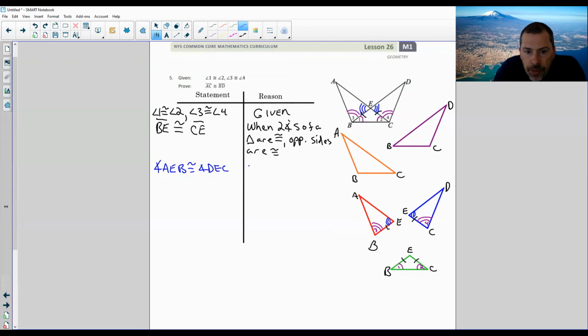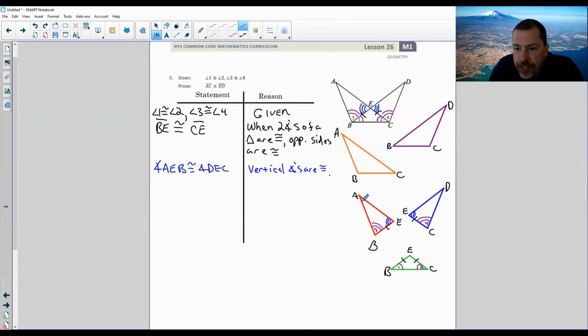Because vertical angles are congruent. Okay, vertical angles are congruent. So now I have that triangle congruent to that triangle. So now I know AE is congruent to DE, right?